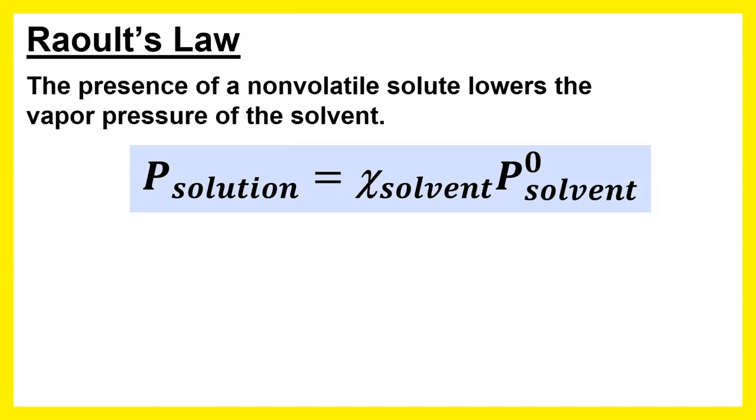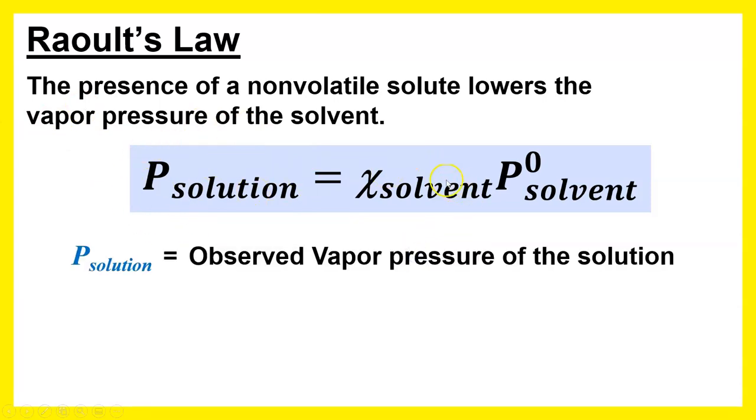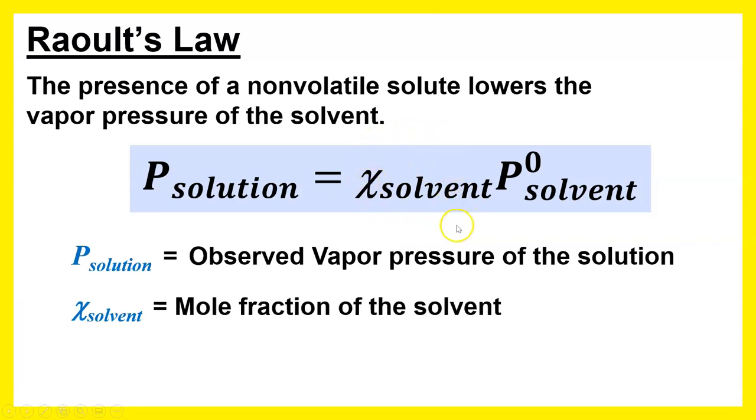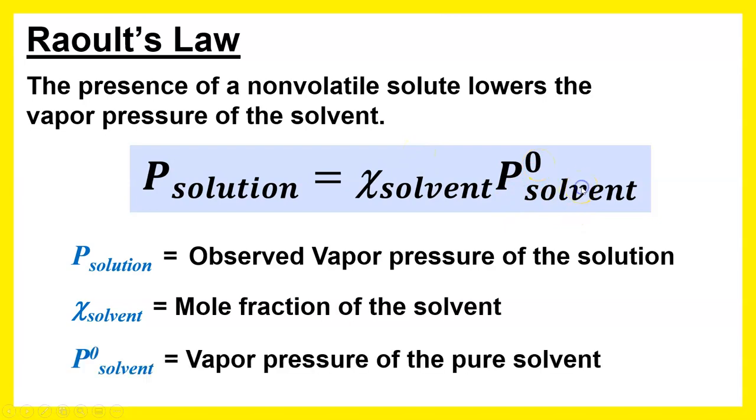So this equation has the pressure of our solution, that vapor pressure. It's going to have mole fraction of solvent. And then P0 solvent is whatever the vapor pressure of the solvent would be if it was just by itself, if it was the pure solvent, pure water, for example.